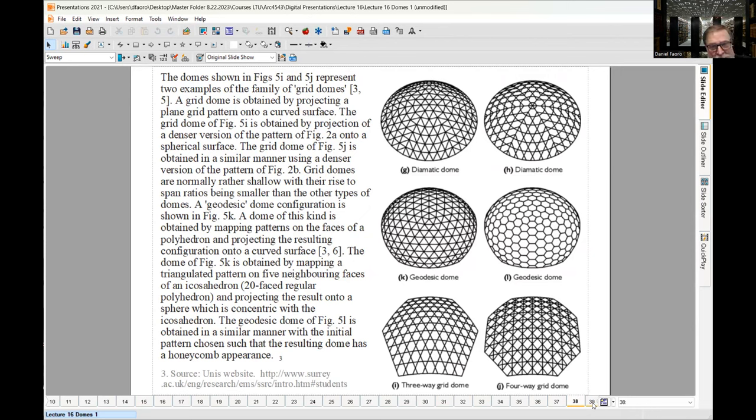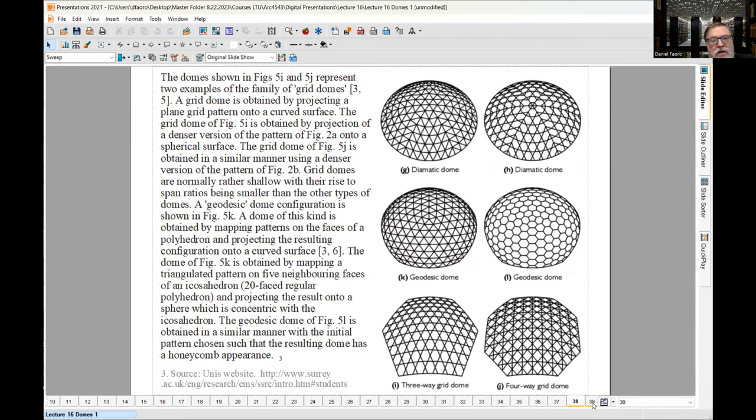These are referred to as dymatic domes. So these are made up of triangles. Most of them are not completely uniform, even though they look uniform. And then we have the two dymatic domes on the upper left-hand side and the right-hand side as two examples. And then we move into Buckminster Fuller and the geodesic domes. This is Fuller's geometry to create spherical surfaces or dome surfaces.